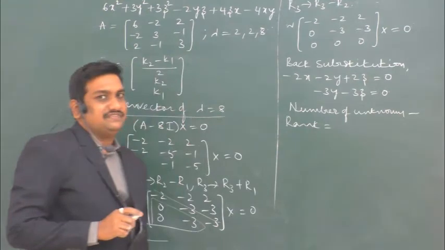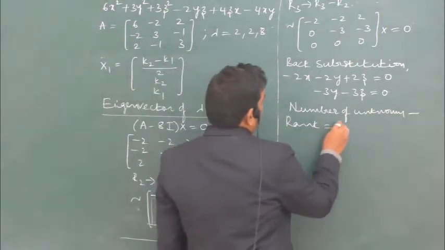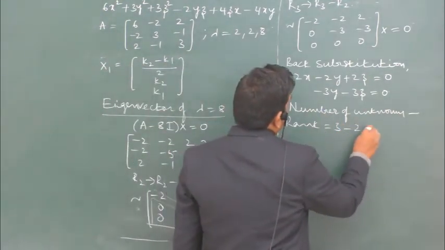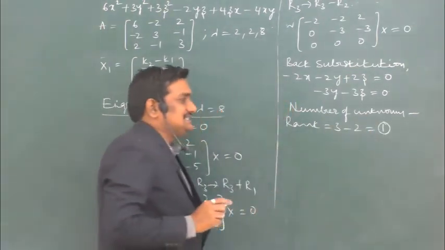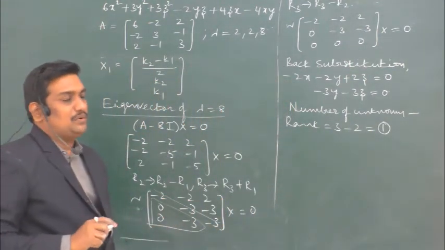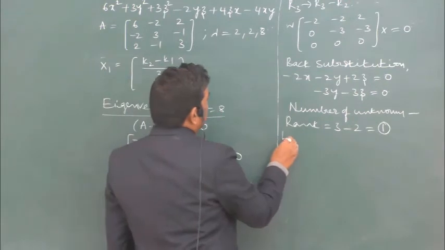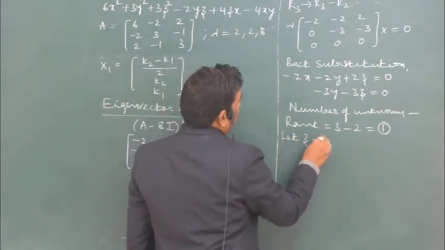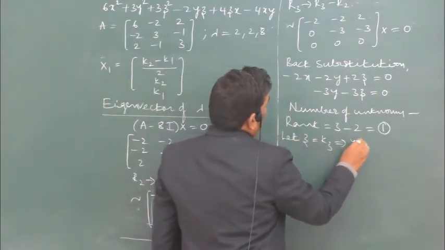Unknowns are 3: x, y, z. So the number is 3. The rank of the coefficient matrix is 2. The difference is 1, so 1 is saying that you need to suppose one unknown. Let us consider z as k3. Then y will be minus k3.